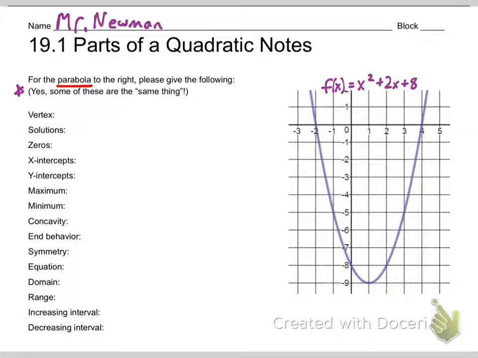Also, I want you to notice these are a lot of words we're going to learn here on the left, and some of them mean the same thing. So I want you to notice that. I'll point those out, and that will help you have to learn fewer vocabulary words.